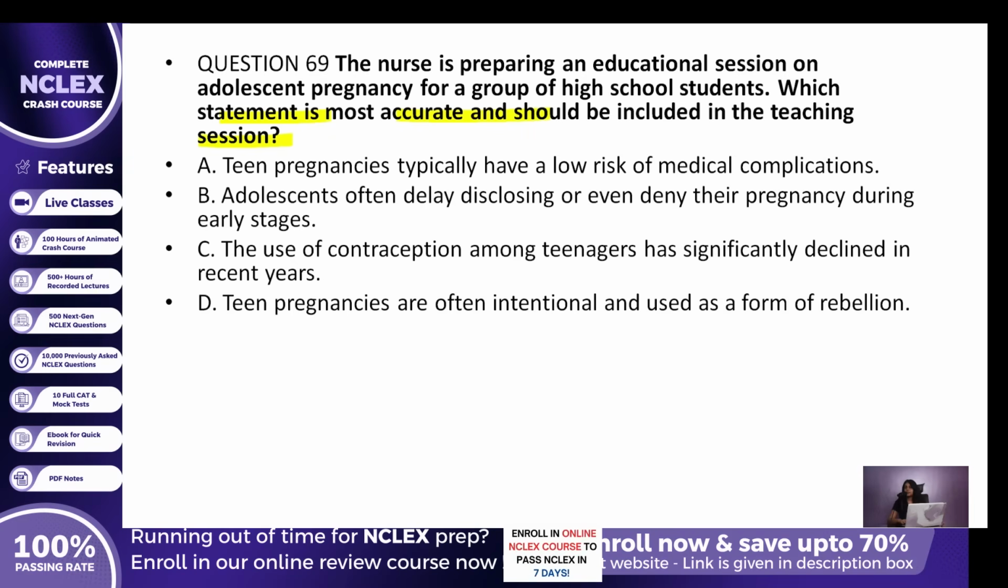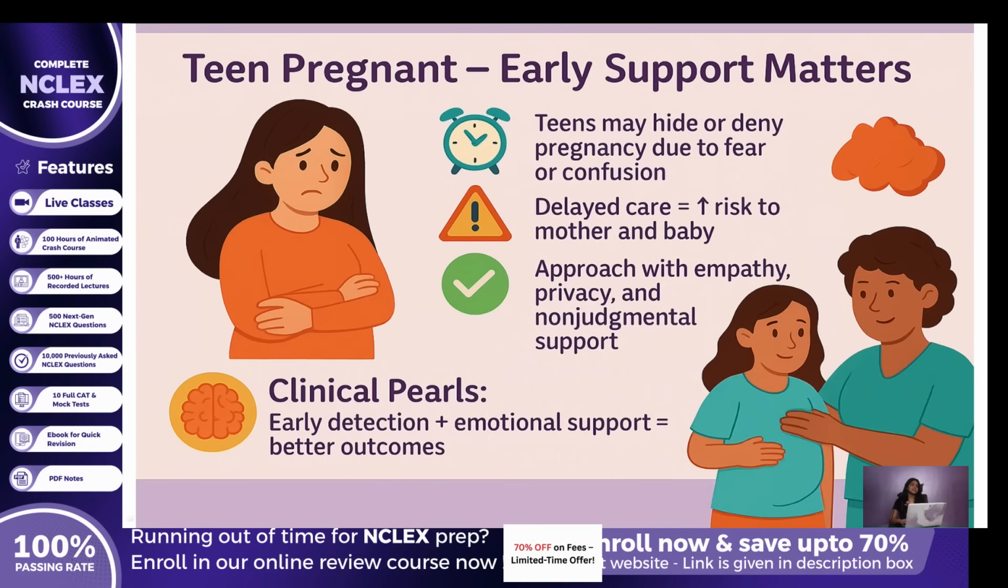The correct answer is option B. Adolescents often delay disclosing or even deny their pregnancy during early stages. Teenagers may hide or deny pregnancy out of fear, confusion, or lack of awareness. Emotional responses vary and may delay prenatal care, increasing risk for both mother and baby.